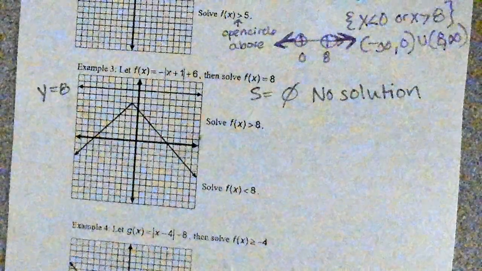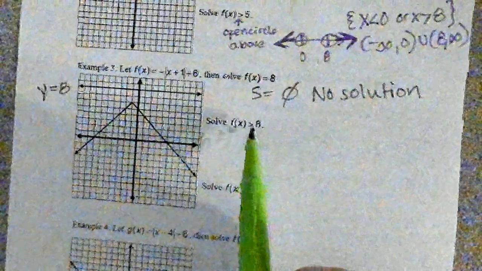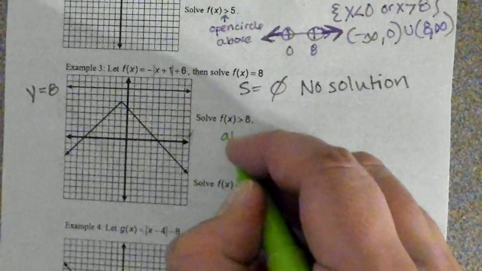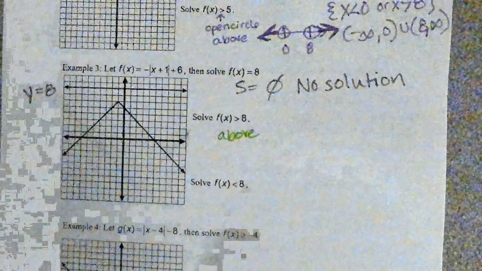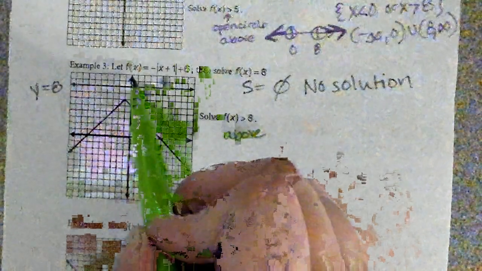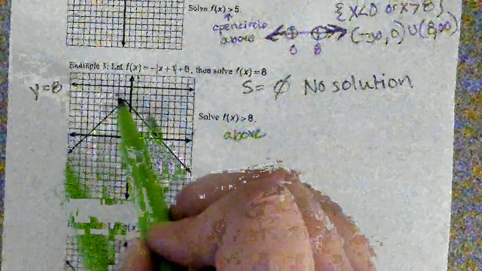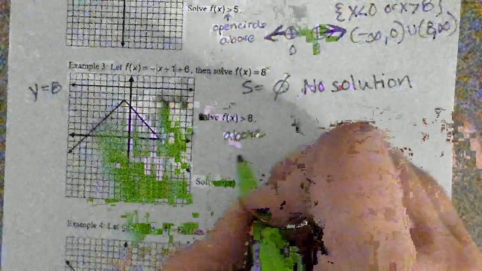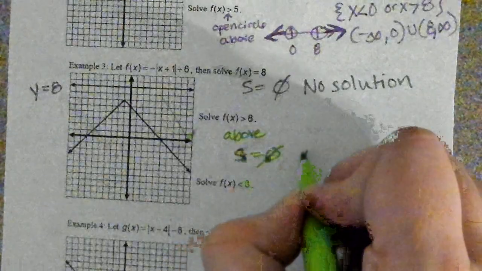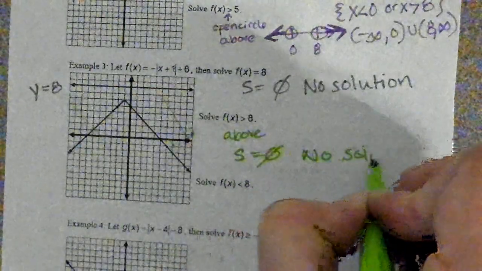Solve f of x is greater than 8. So where is our graph above the line y equals 8? Never, right? It's all below it. So this is also no solution because it's never above.